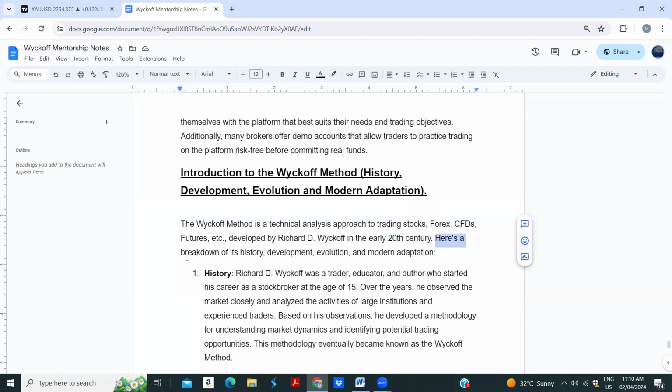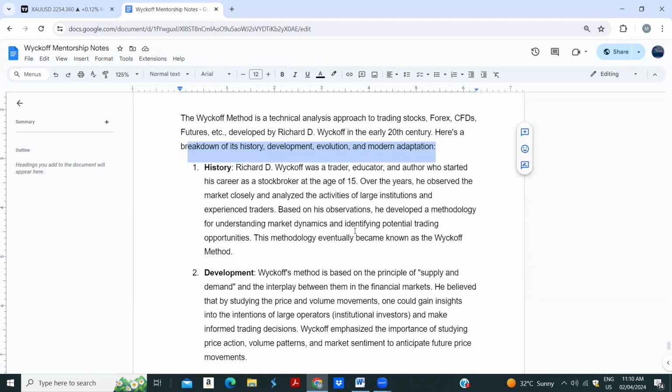Here is the breakdown of its history, development, evolution, and of course, the modern adaptations. So first, we're gonna explore the history of the Wyckoff method. Richard D. Wyckoff was a trader, educator, and author who started his career as a stockbroker at the age of 15. Over the years, he observed the market closely and analyzed the activities of large institutions and experienced traders.